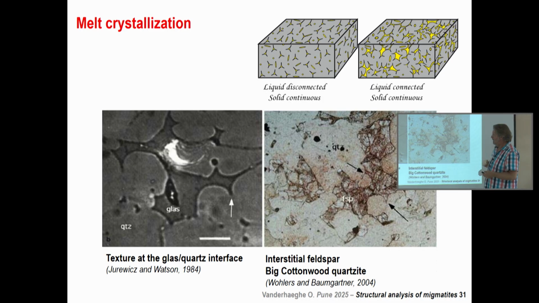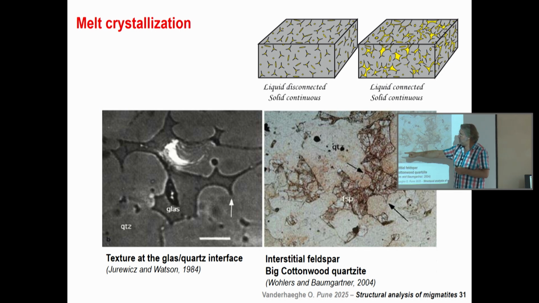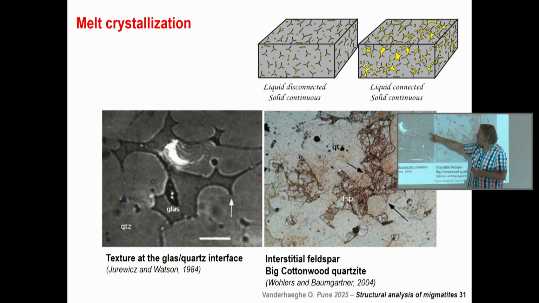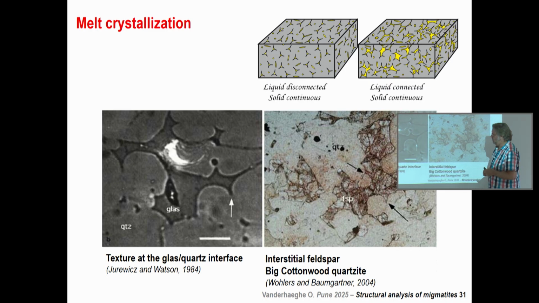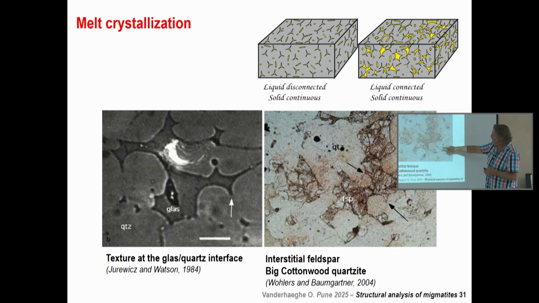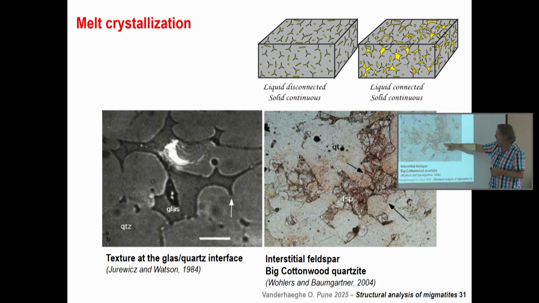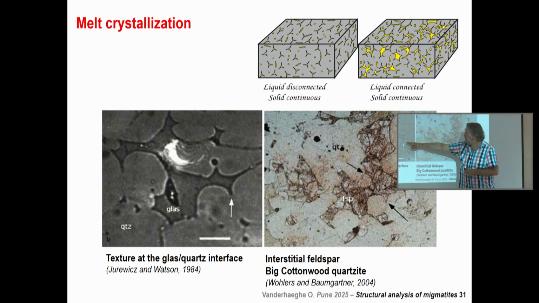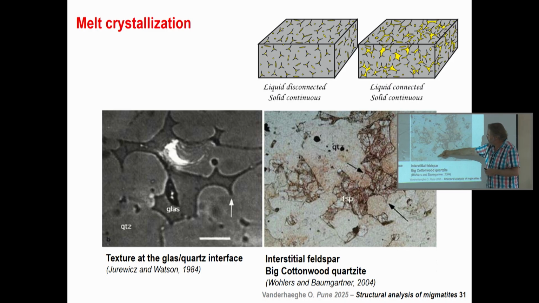But still, if you look at it carefully, you start to find these textures, and especially the dihedral angle that is below 60 degrees, that is identified here in experimental work. You find them here. That's an example of interstitial feldspar in the quartzite, and you see these textures, they look very similar to that. So here we can propose that the feldspar was crystallized from a melt into a quartz-rich rock.